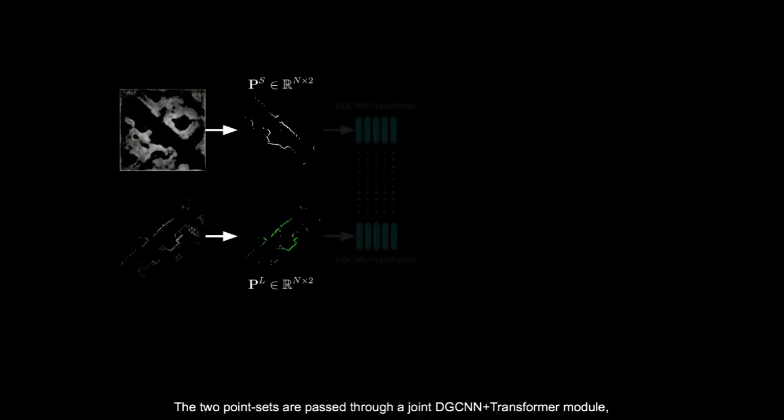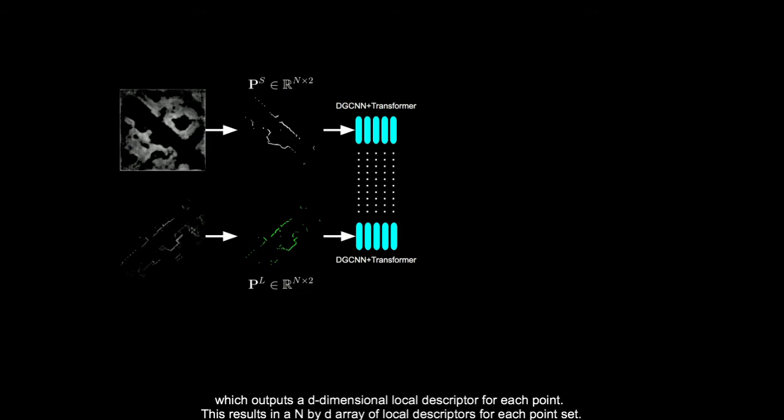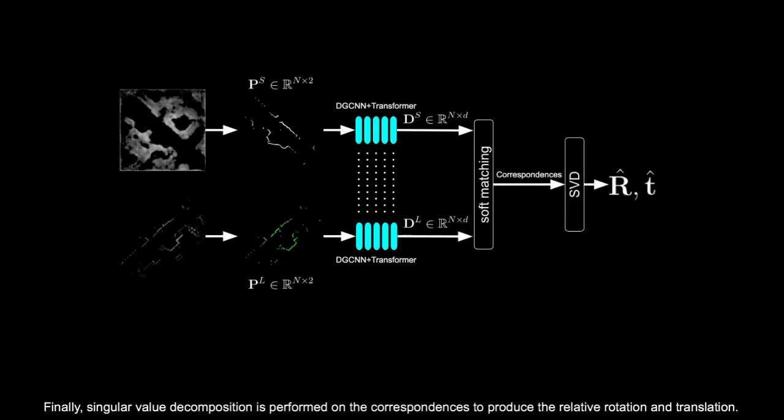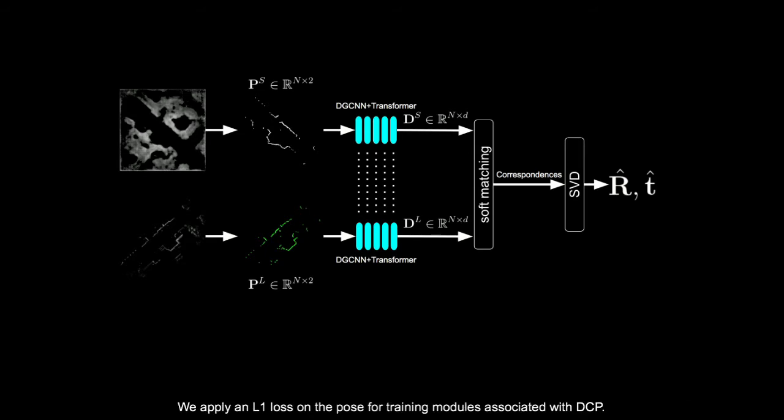The next step is learning point registration, for which we make use of deep closest point. First, given the learned occupancy image and a LiDAR image with sufficient overlap, we ray trace along each azimuth and represent them as n two-dimensional points. The 2 point sets are passed through a joint DGCNN plus transformer module, which outputs a d-dimensional local descriptor for each point. This results in an n by d array of local descriptors for each point set. The local descriptors are then matched based on their Euclidean distances to form soft correspondences. Finally, singular value decomposition is performed on the correspondences to produce the relative rotation and translation. We apply an L1 loss on the pose for training modules associated with DCP.